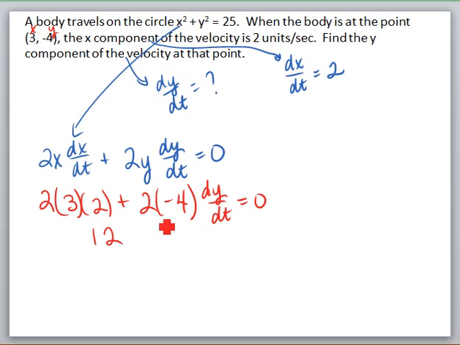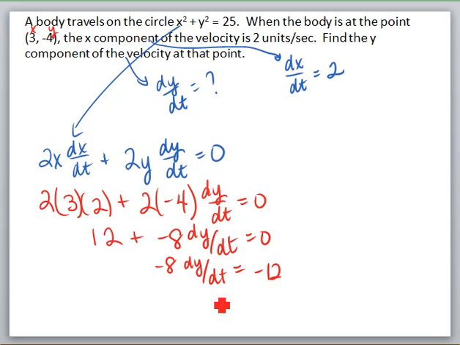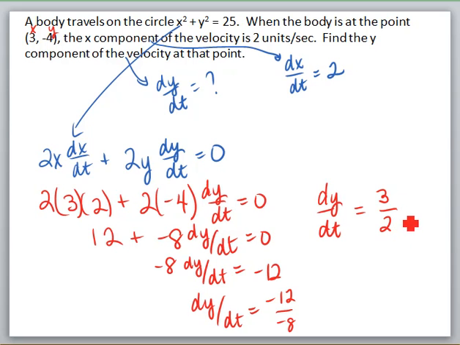2 times 3 times 2, well, let's see here. That's 12 plus negative 8 dy over dt. I'm going to solve for dy over dt, move the 12 over, and then divide by negative 8, which gives me negative 12 over negative 8. That definitely can be reduced. 4 goes into each one of those, so I have the answer being 3/2 units per second.